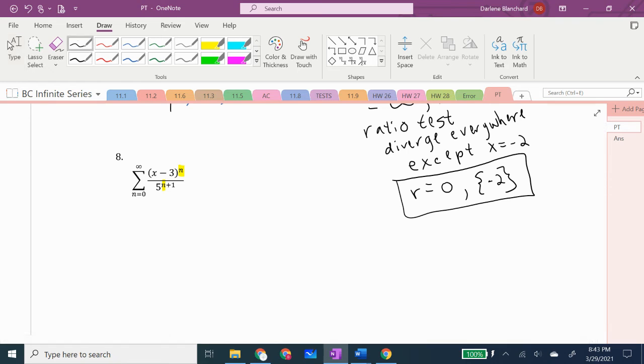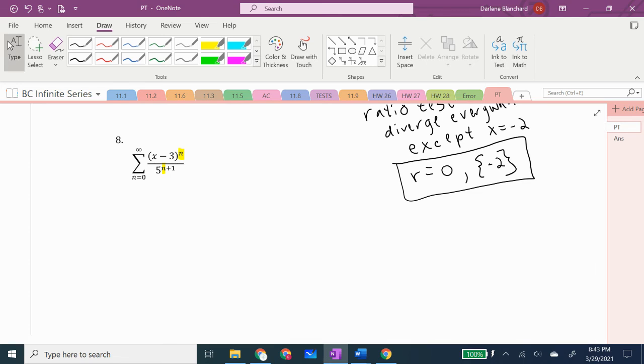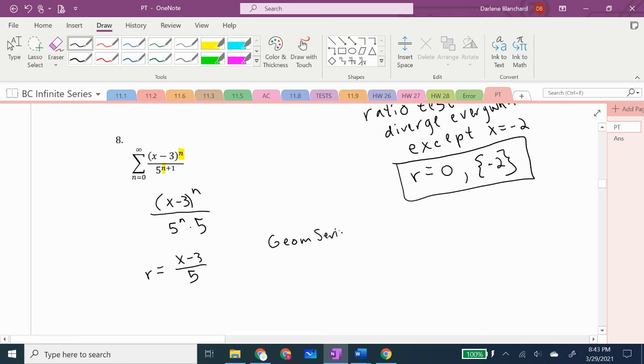So that means I need to figure out what r is. And if I rewrite it as (x minus 3) to the n over 5 to the n times 1 more 5, I might be able to see a little bit more clearly that my r is (x minus 3) divided by 5. And if I'm aware that that's my r, then I can use the geometric series test to know that it will converge if its absolute value is less than 1.